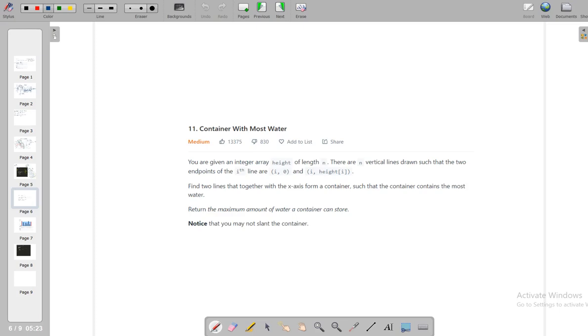Hey everyone, so here we'll be solving a beautiful problem, Container With Most Water. This is also one of the very good LeetCode problems. So let's see what it says. You can read the problem statement.